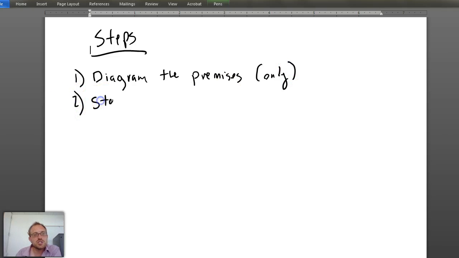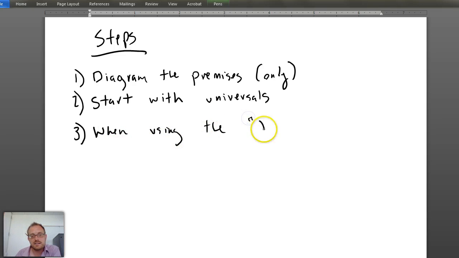Step 2, start with universals and then move to particulars. So you start with the universals. Step 3, when using the X, place it on a line only if its placement is undetermined.